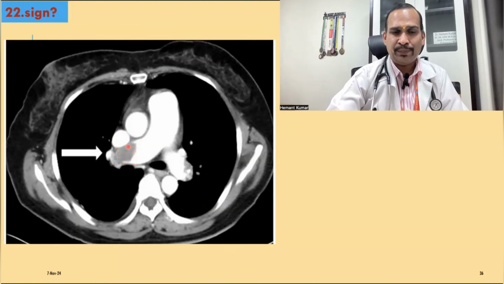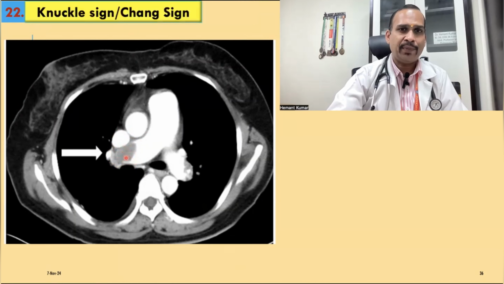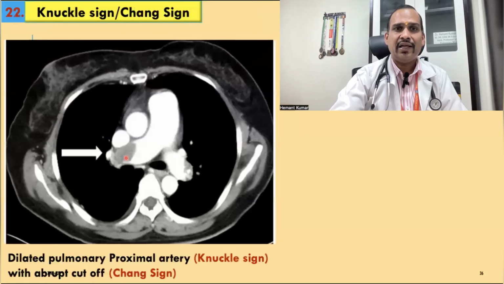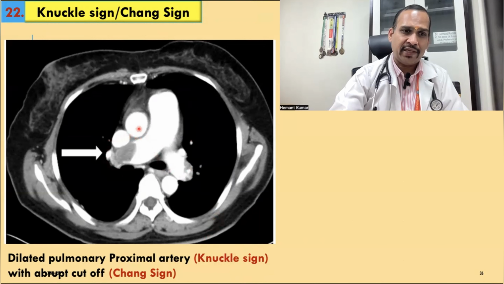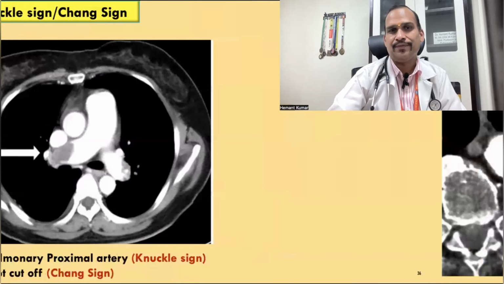Now the 22nd, what is this sign? This is a complete cutoff of the pulmonary artery, the right pulmonary artery. This is Knuckle sign and Chang sign. Because of this obstruction, the dilatation of the proximal pulmonary artery is called Knuckle sign, and the complete cutoff is called Chang sign. This is classically seen in complete obstruction due to pulmonary embolism.